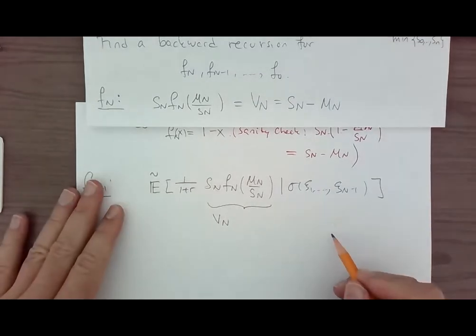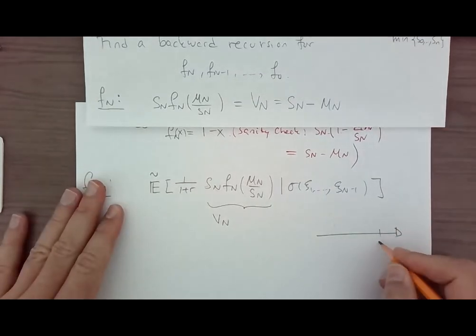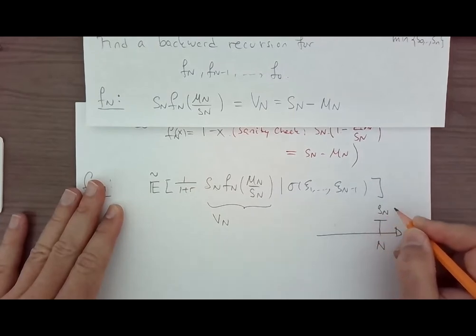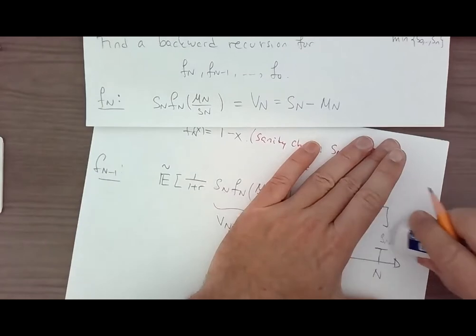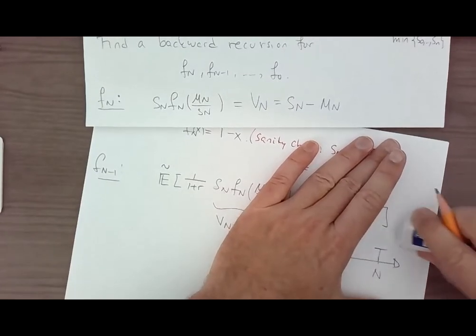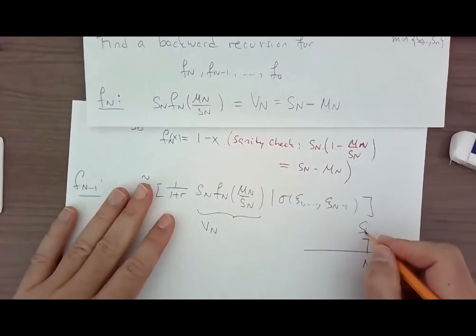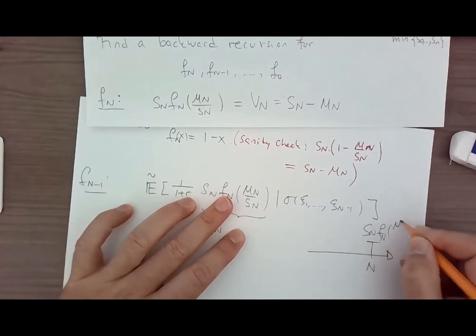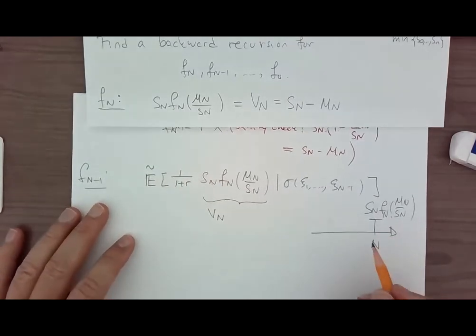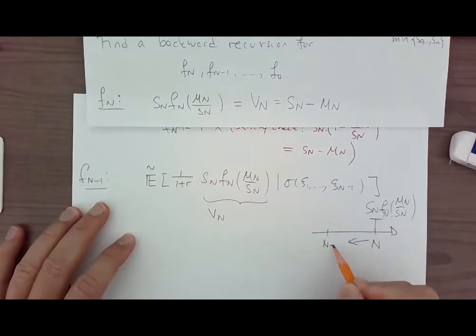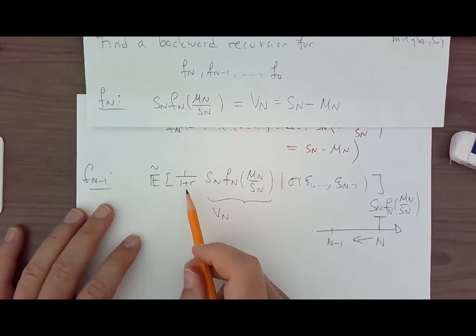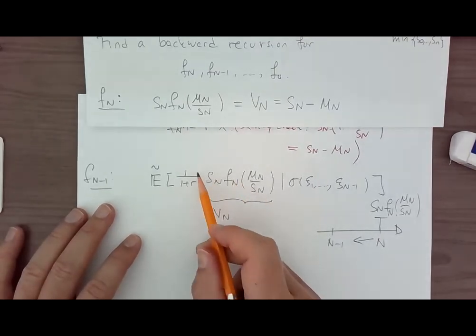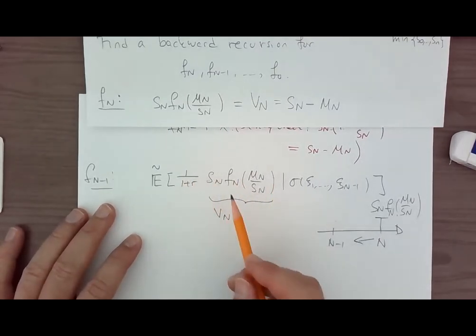So we are standing as before out here at time n. This is where we get the payoff, Sn times f applied to M over S. Again, the payoff over here, we want to roll it back one period to n minus 1. The way we do it is we compute the conditional expectation, we discount one period, and we move it back.